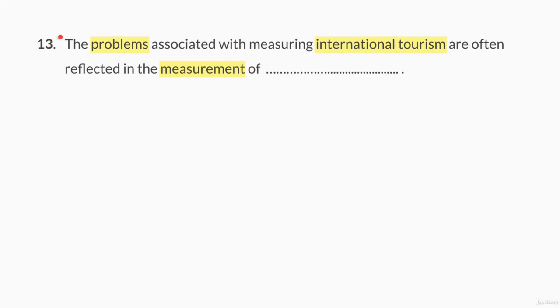So we were going to do question number 13 at the end anyway, because question number 11 and 12 were the easiest ones, and 13 it's not too difficult actually. The word international tourism is not very difficult to locate. But in comparison to number 11 and 12, it was a little bit trickier, so that's why we saved this one for last. So in this question, we have three keywords: problems, international tourism, and measurement.